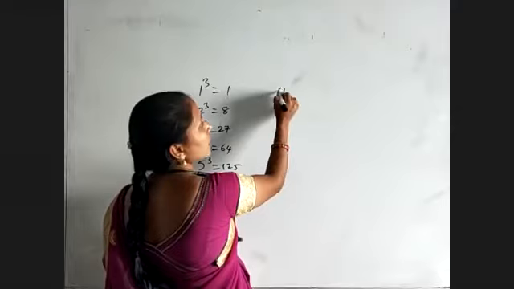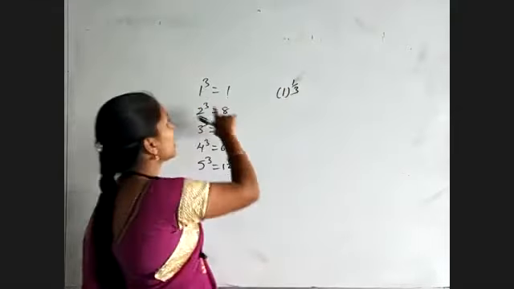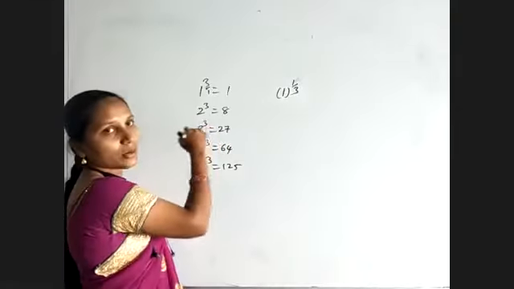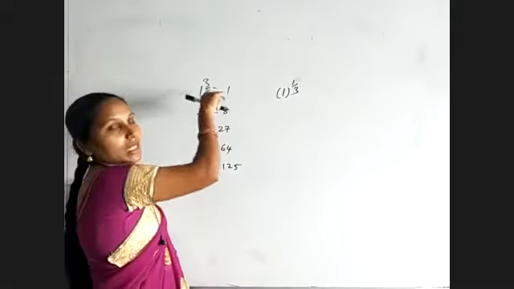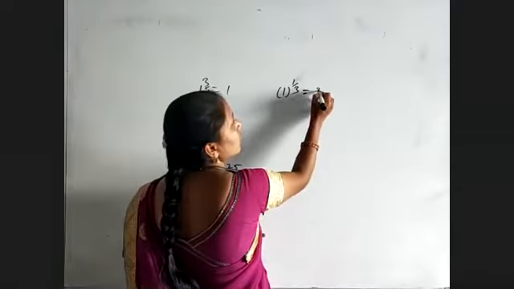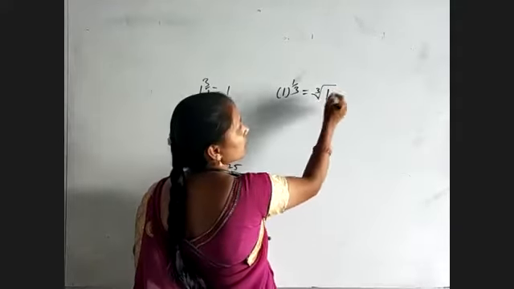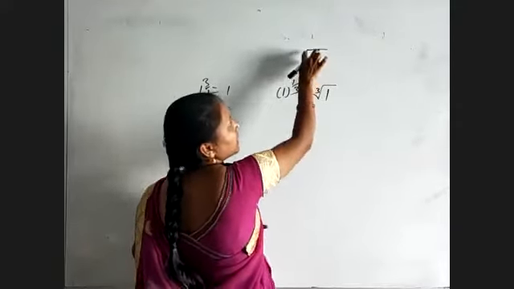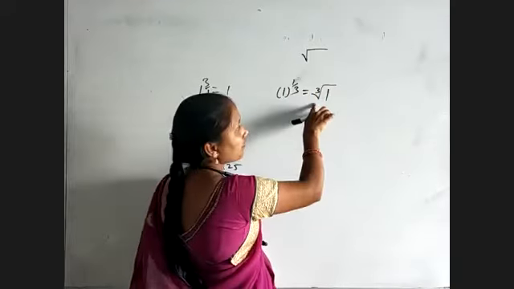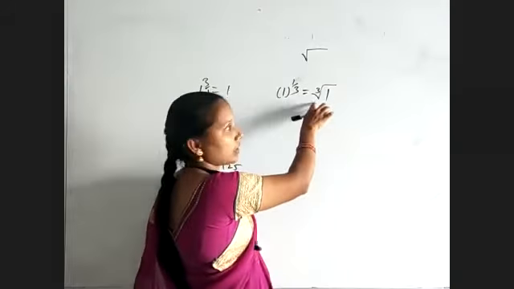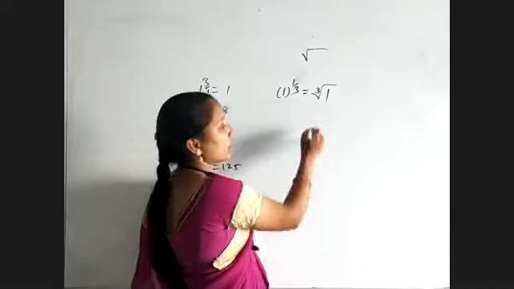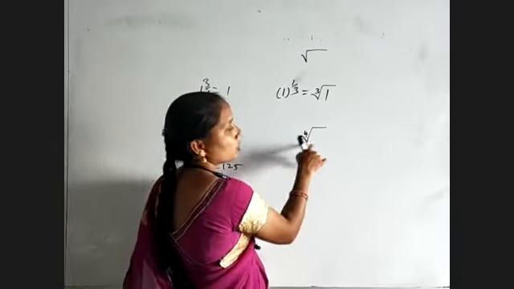Cube root means 1 to the power of 1 by 3. Actually, 3 is nothing but 3 by 1, so the inverse, that is 1 by 3, is the cube root. Actually, we will use it like this. If you are not writing any number on the root sign, that is square root. If you are writing the number 3, then that is cube root. If you are writing 4, that is fourth root.